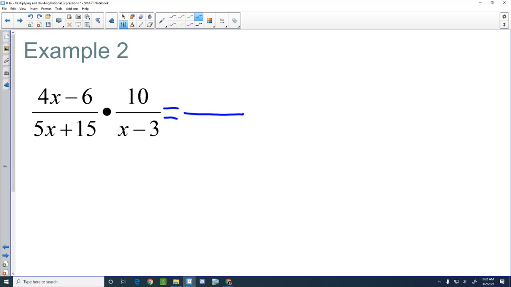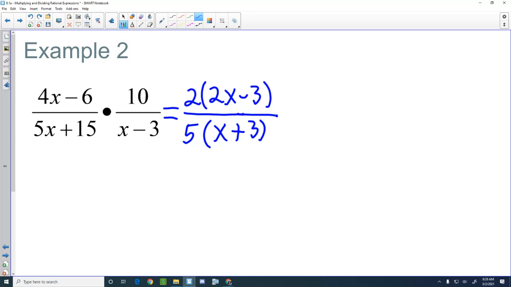So that first fraction, think about the GCF. We take a 2 out. That leaves us with 2x minus 3. In the denominator, we can divide a 5 out. That leaves us with x plus 3, and remember, for multiplication, I'm not going to write the multiplication symbol. I'm just going to write that other fraction right next to it. Write the 10 over x minus 3. Just make sure that you put any binomials in parentheses.